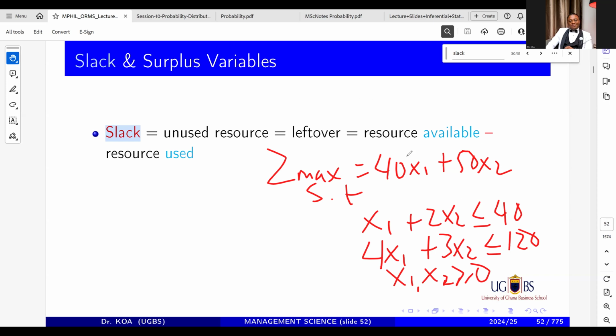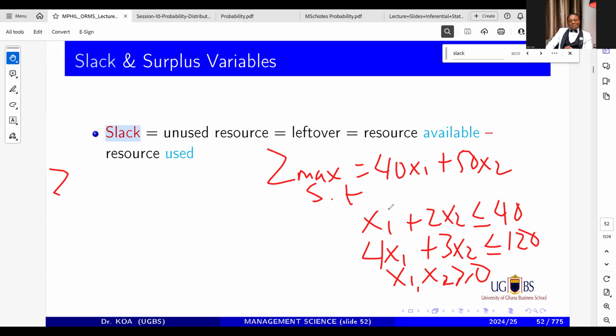So this is the formulation. This one is the non-standard form. Now to convert this to the standard form, there are two assumptions you have to make. One, the slacks contribute nothing to the objective function. And the reason is because when you waste resources, it will not add up to your profit. Once the resources are gone, they are gone.